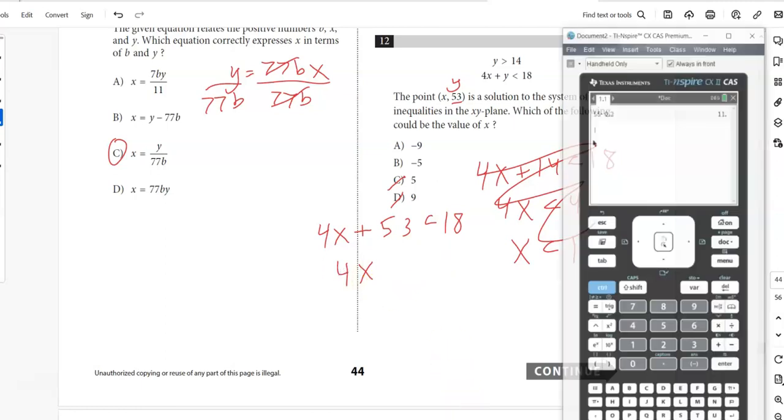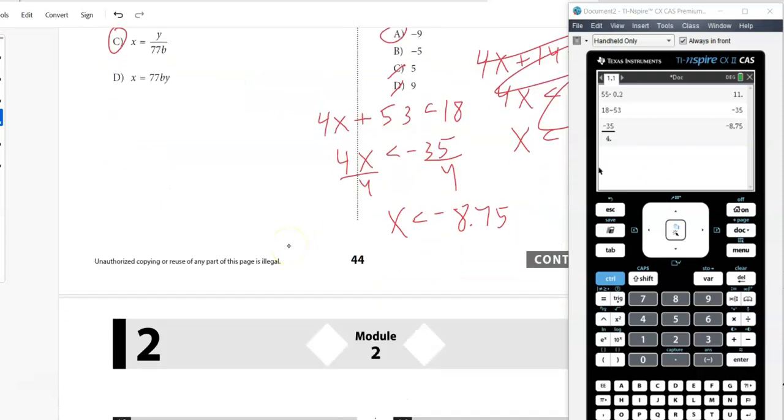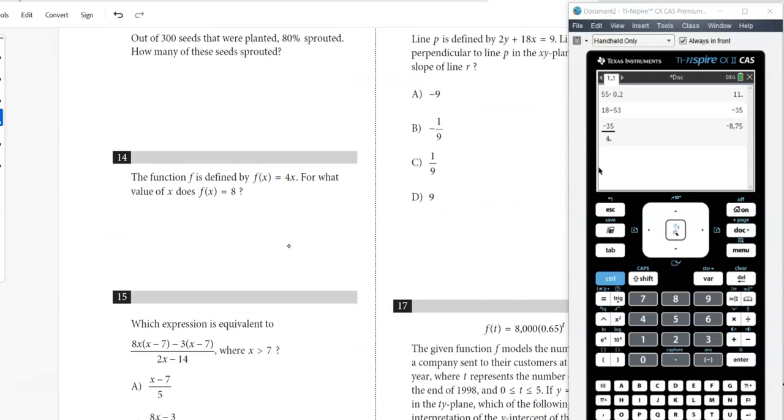Okay, so you can get your calculator if you want to, and type in 18 minus 53, which is negative 35, so less than negative 35. Then we're going to divide by 4. Divide by 4, you get negative 8.75. So x is smaller than negative 8.75. I was able to eliminate 2 answers doing it the other way, at least got that far. The only number that works there is a. Plug it in for y.